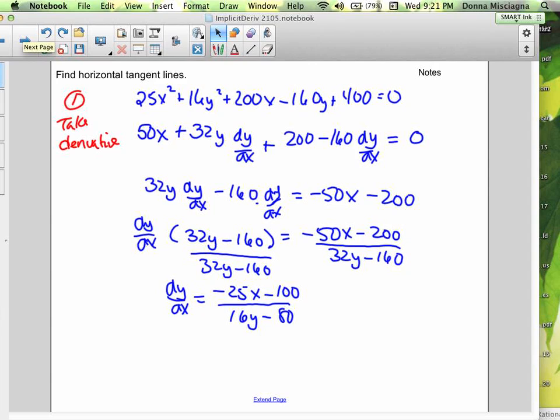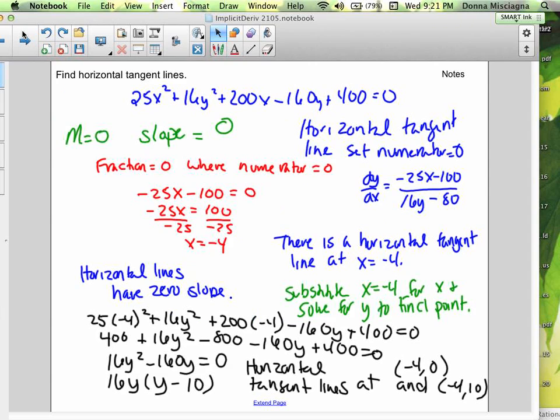All right, so on the next slide, I have finding horizontal tangent lines. A horizontal tangent line means that the slope of the tangent line is 0. So when is a fraction equal to 0? When the numerator equals 0. This slide is actually the last slide on this video and the first slide on the next video, so I already have it all written in for you. We set the numerator, negative 25x minus 100, equal to 0, and we solve for the only variable we have: x equals negative 4.